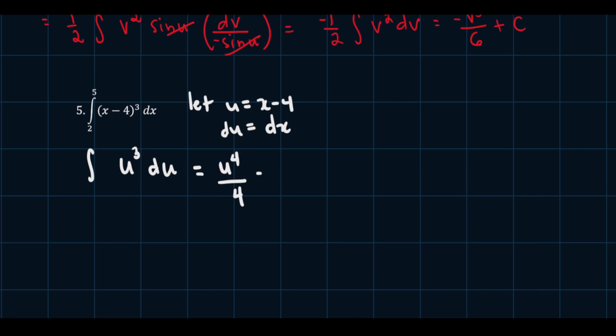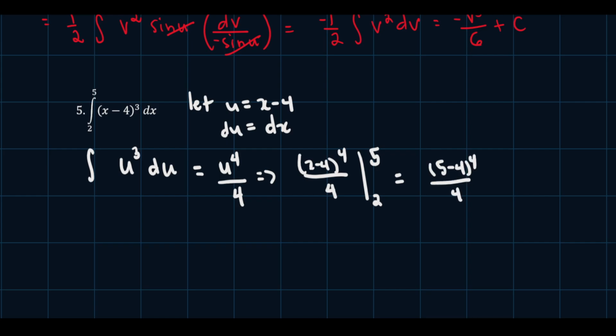And then, we rewrite this in terms of x. So, (x minus 4) to the fourth power over 4. Then, we bring back the limits of integration. Then, we just apply FTC. So, (5 minus 4) to the fourth power over 4 minus (2 minus 4) to the fourth power over 4. This gives us 1/4 minus 16 over 4. So, minus 4. Negative 15 over 4.